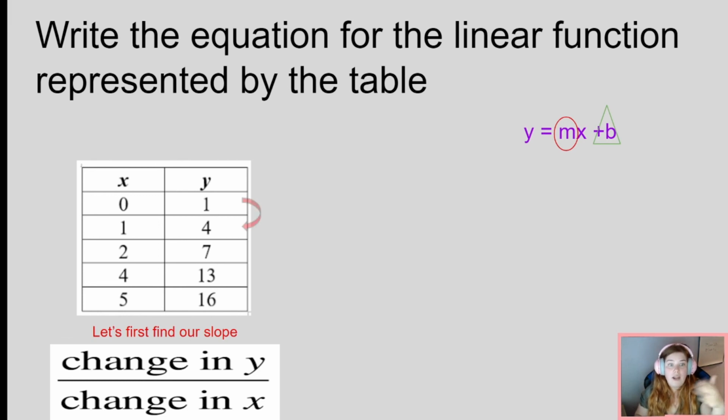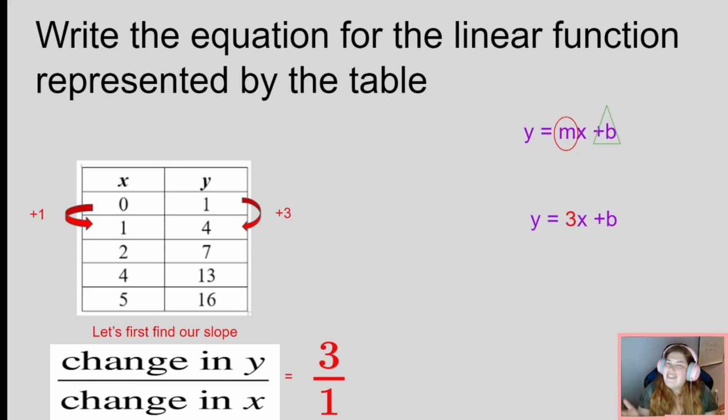So we start with 1 and go to 4. And I ask myself, what did I do? How did I get from 1 to 4? Well, in this case, we added 3. I'm going to do the same thing in my x column. How did I get from 0 to 1? I added 1. So we know our slope is going to be 3 over 1. And I can actually just plug that in or substitute it in for m in my original equation. But remember, math is lazy. So instead of putting 3 over 1, I'm just going to write it as 3 because 3 divided by 1 is just 3. So far, our equation is y equals 3x plus b.